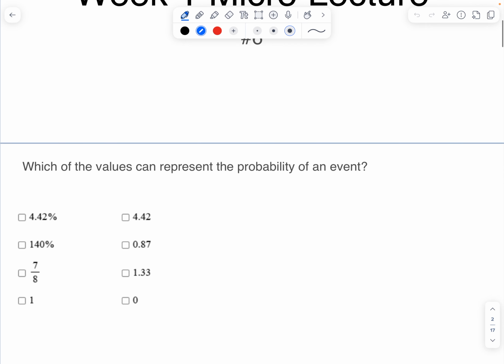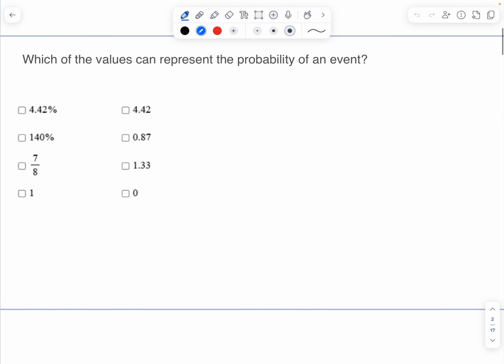All right, so number 6 is one that people have had trouble with in the past. Which of the values can represent the probability of an event? Okay, so probability of events has to be between 0 and 1, and that's inclusive, so we can include 0 and we can include 1 and everything in between.